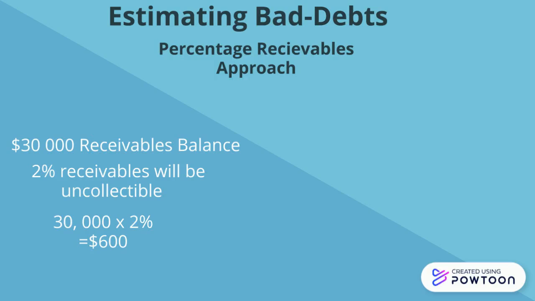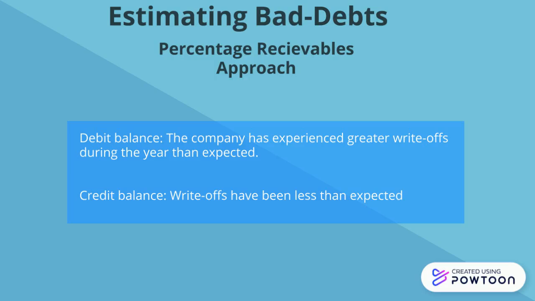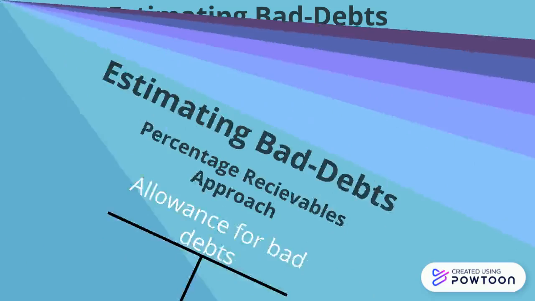However, this is your desired balance, not the adjustment required. So the $600 isn't the final adjustment to record. This is because the allowance method relies on estimates. A company's allowance balance prior to the adjustment can have either a debit or credit balance. A debit balance means the company has experienced greater write-offs during the year, and a credit balance indicates that write-offs have been less than expected.